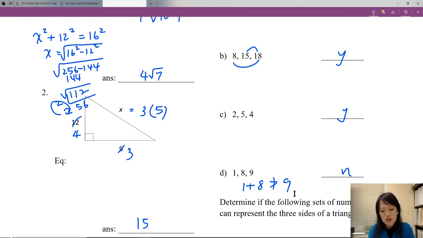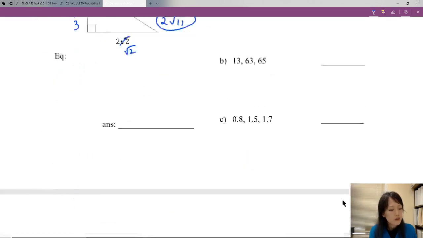Okay, next one, turn the page. Let me see if there's anything else. That's all the same. Page 12. I think you're okay. Last question, page 12, number 11.